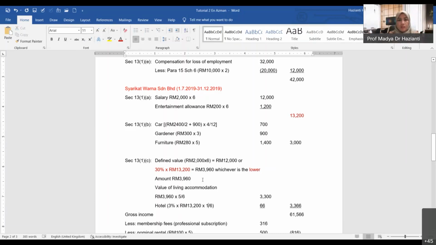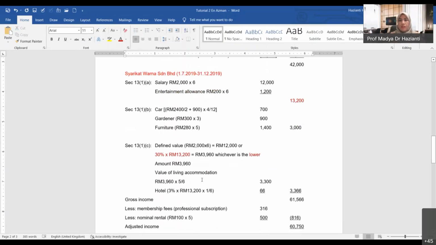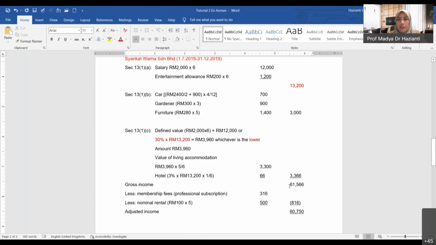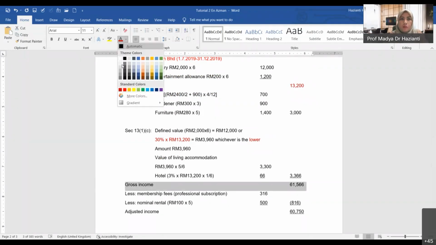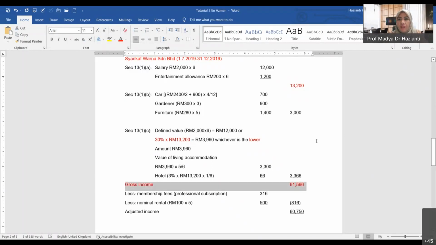So sampailah bawah ni. Kita just add lah everything. This one plus this one and this one. And sampai dekat sini, this is the gross income dia. Okay, sampai sini any question tak sebelum saya proceed ke bawah? Ada part yang tak faham tak?